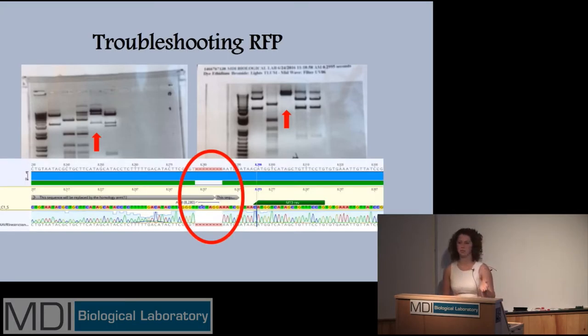So we had to sequence this. And what we found was that in our template plasmid, there was an 8 base pair deletion, and it was right at the site of this cut site. So instead of making 4 different pieces with our plasmid, we were making 1.5 maybe. So at this point, we had to abandon our RFP and work forward with our GFP strains.